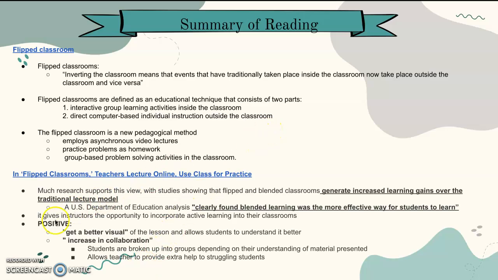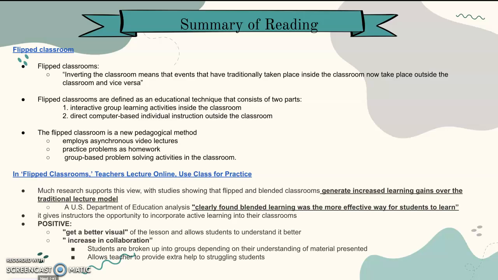In the second article, it talked about some of the research that supported the views of flipped classrooms. One of the studies suggested that a blended classroom or flipped classroom generates increased learning gains over the traditional lecture model. The U.S. Department of Education analysis clearly found that blended learning was a more effective way for students to learn. It is because it gives instructors the opportunity to incorporate active learning into their classrooms.